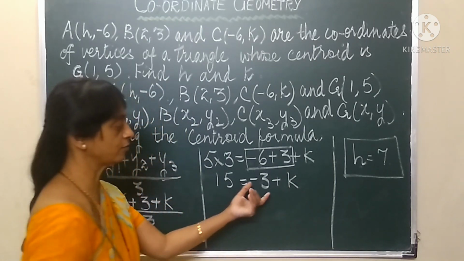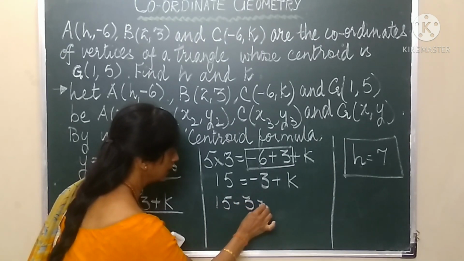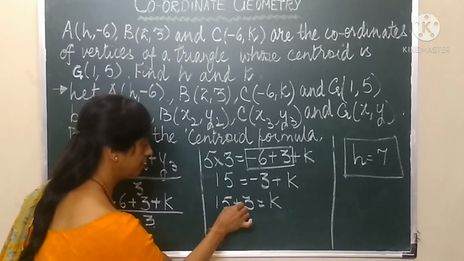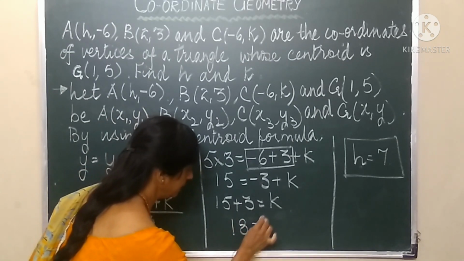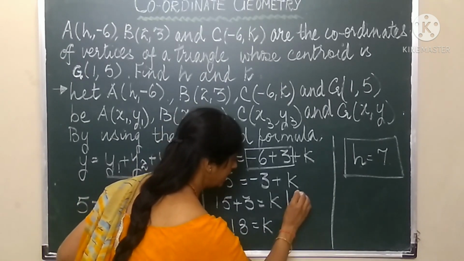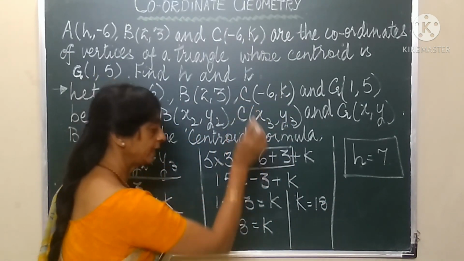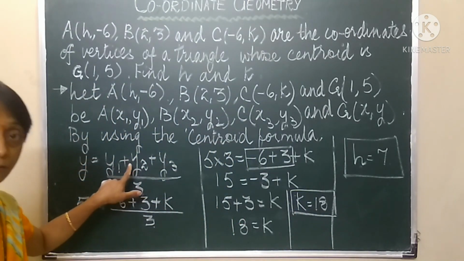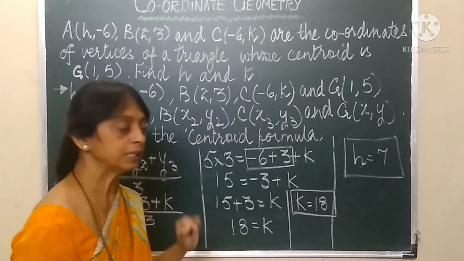To get the value of k, let's transfer minus 3 on the other side. So 15 plus 3 is equal to k. So the value of k is equal to 18. Thus, therefore, the y coordinate, that is k, is equal to 18. Y coordinate of which vertex? Of vertex C. So, by using the centroid formula, we were able to find out the x coordinate of one vertex, y coordinate of the other vertex.